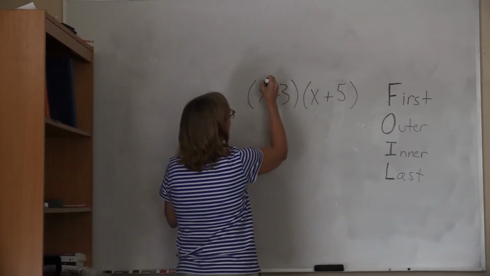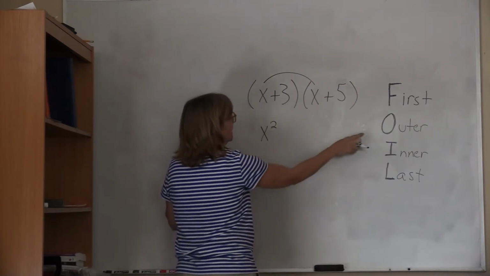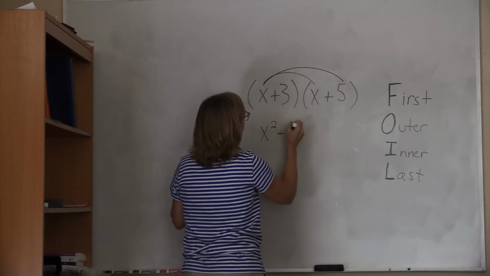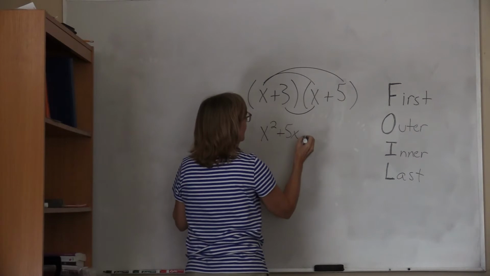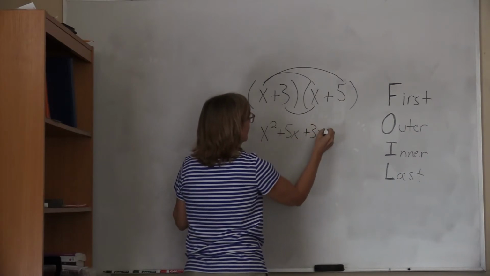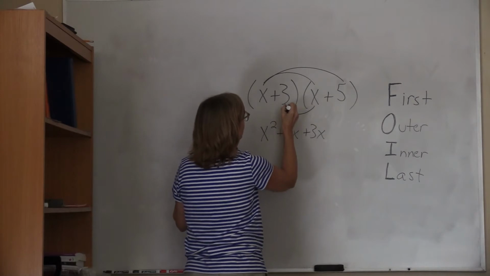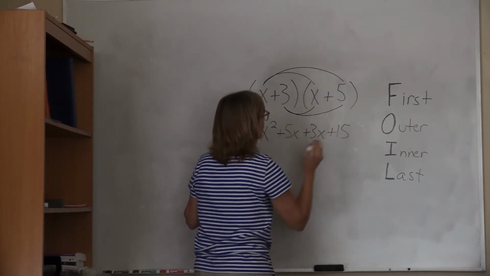So I multiply the first term times the first term. X times x is x squared. I multiply the outer terms. X times 5 is 5x. I multiply the inner terms. 3 times x is 3x. And then I multiply the last term from both terms, and I get 3 times 5, which is 15.